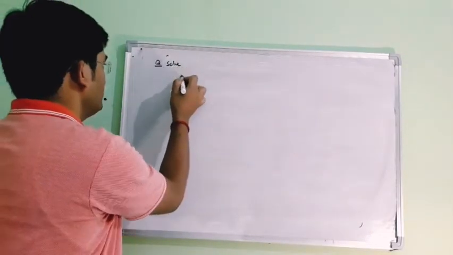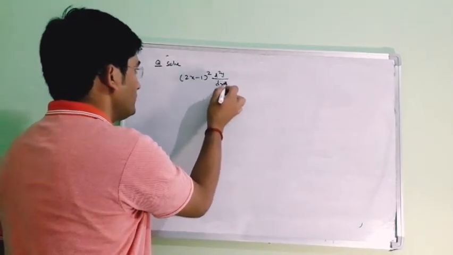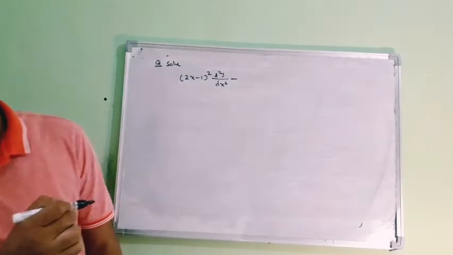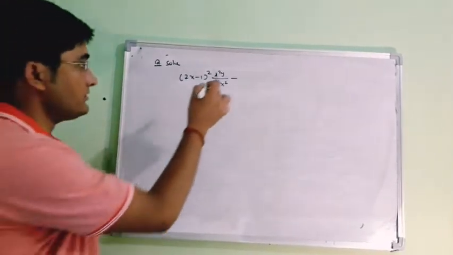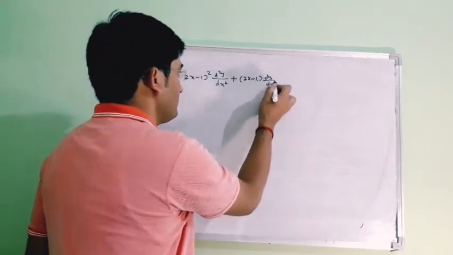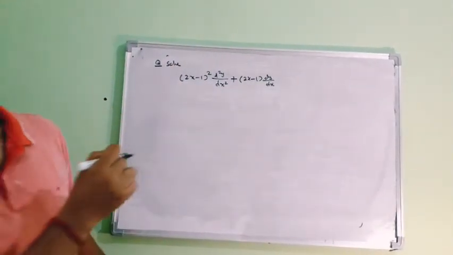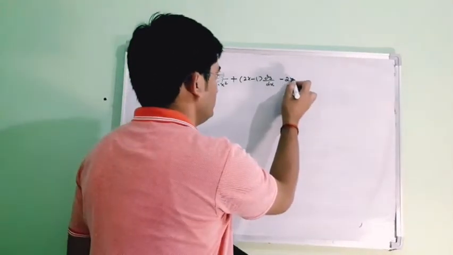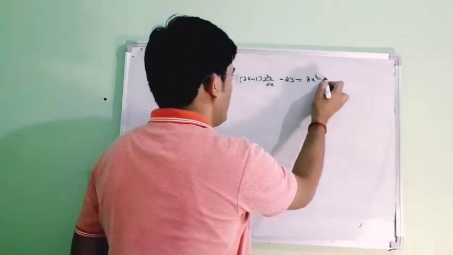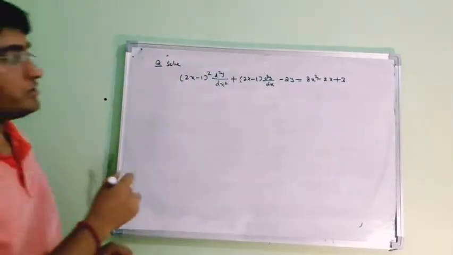Solve (2x minus 1) whole square d2y by dx2 plus (2x minus 1) dy by dx minus 2y equal to 8x square minus 2x plus 3. Let us solve this question.